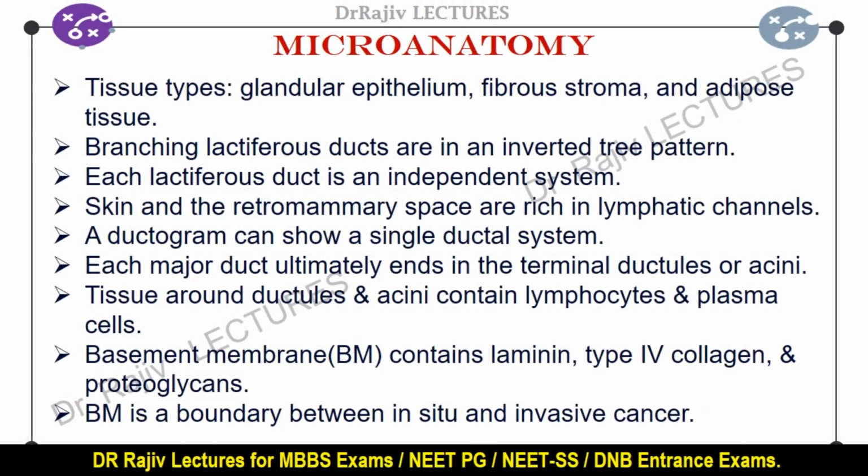The three principal tissue types in the mature breast are glandular epithelium, fibrous stroma, and adipose tissue. The predominant tissues in adolescence are epithelium and stroma. In the postmenopausal period, the glandular tissues are largely replaced by adipose tissue. The glandular system of the breast is composed of branching lactiferous ducts organized in a radial pattern like an inverted tree. Each lactiferous duct is an independent system and there is no cross communication between them. The largest duct lies just under the nipple, with successively smaller ducts in the periphery.